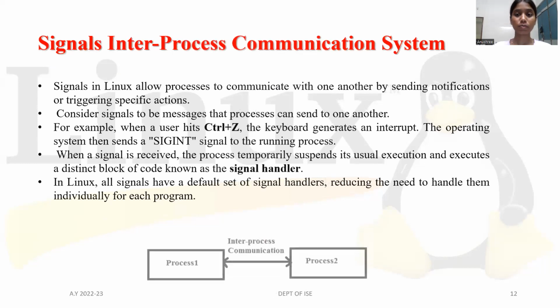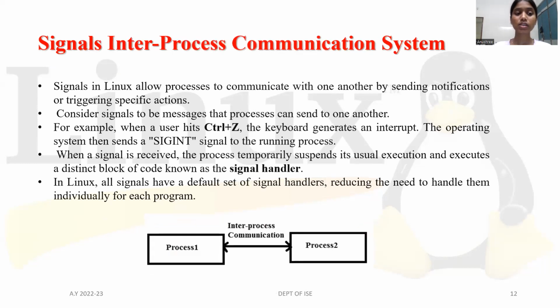Signals interprocess communication system. Signals in Linux allow processes to communicate with one another by sending notifications or triggering specific actions. Consider signals to be messages that processes can send one another. For example, when a user hits Ctrl+Z, the keyboard generates an interrupt. The operating system then sends a SIGINT signal to the running process.